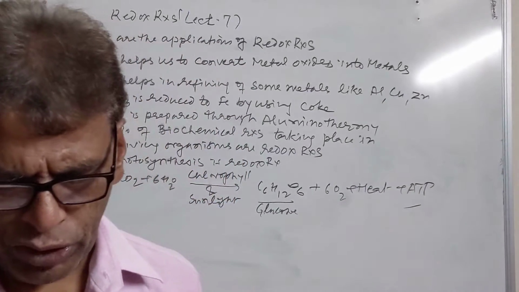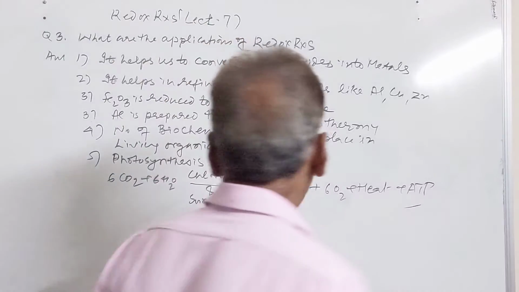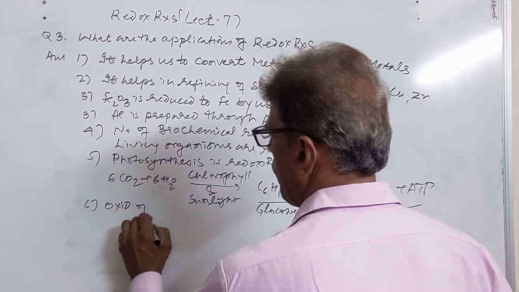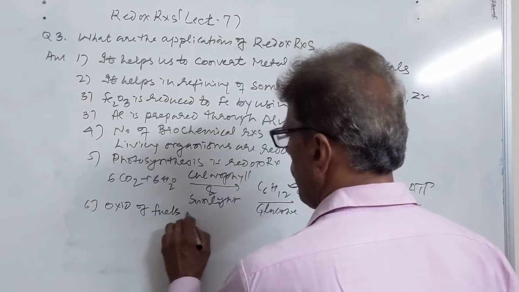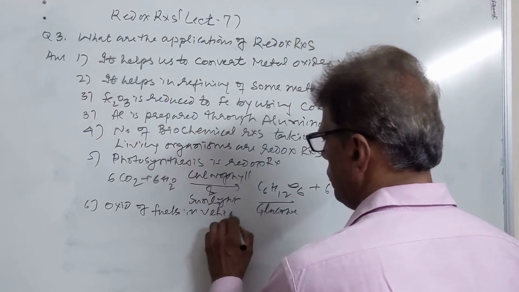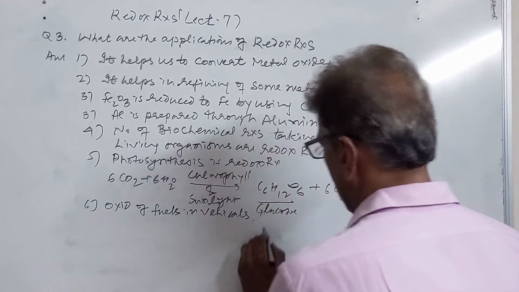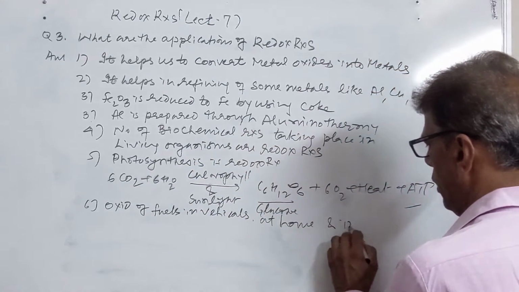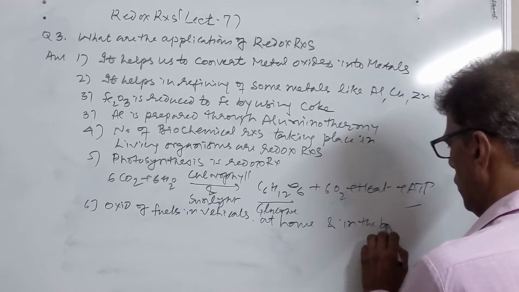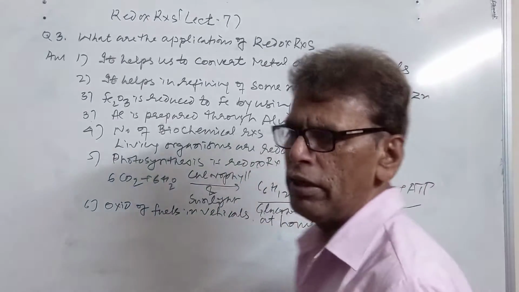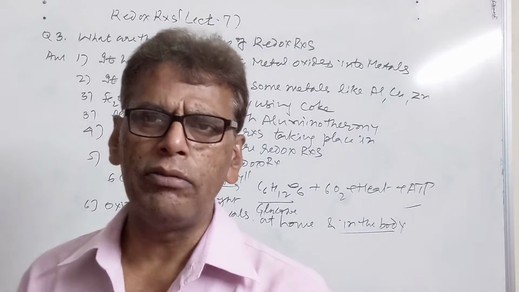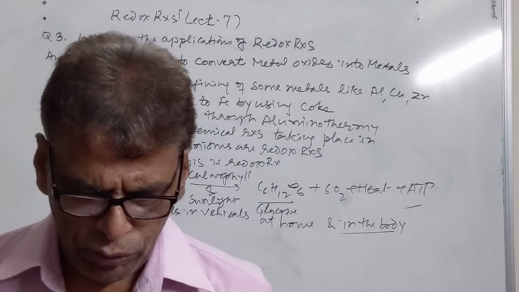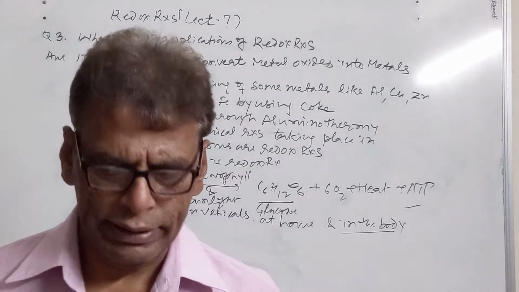Then we have the oxidation of fuels, which is an important source of energy in vehicles, at home and in the body. In the body, carbohydrates are oxidized to carbon dioxide and water, and this is accompanied by release of energy which is used to carry out our cellular reactions.